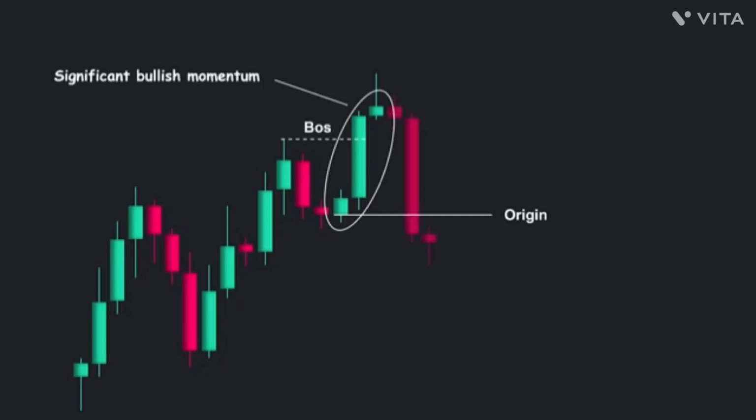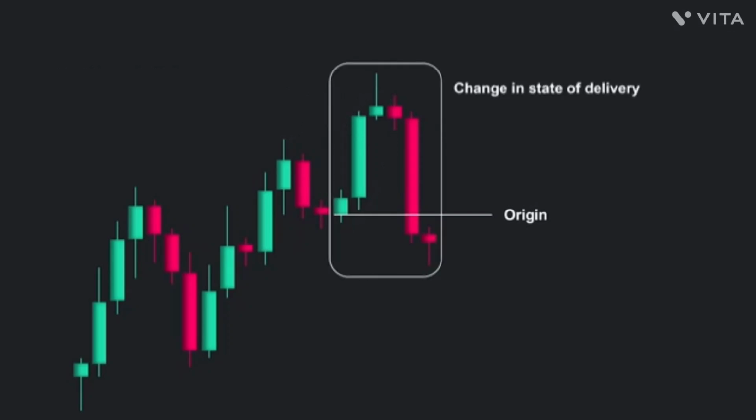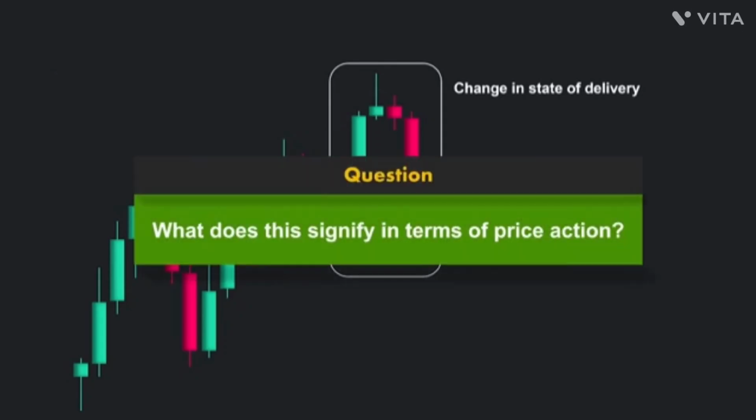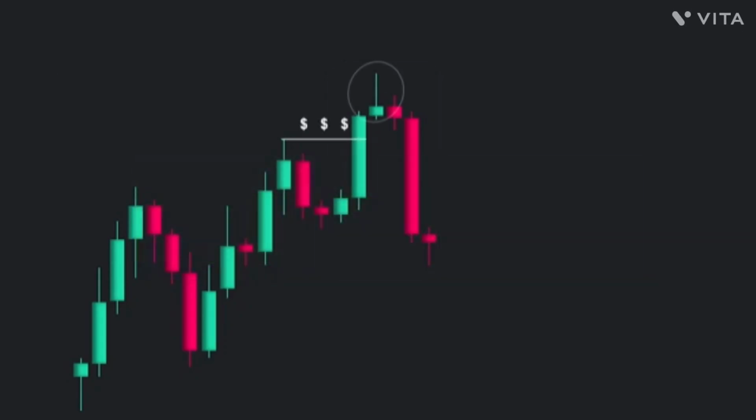However, if the price suddenly drops and closes below the demand area, showing a sudden reversal of bullish momentum, this condition is known as a change in the state of delivery. So, what does this signify in terms of price action? First, it indicates that the breakout was actually a fakeout, designed to target liquidity above this market structure level. Also, a break below the demand level reveals that buyers failed to support their long positions, and sellers have now taken control. This sudden shift in the market momentum signals a potential reversal to the downside.